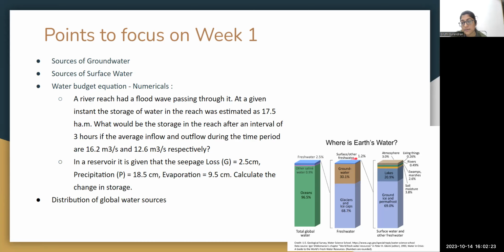In surface water itself, out of the 1.2 percent, how much water is covered by lakes, atmosphere, rivers, and all these water bodies is something that again you might want to focus on from the week one's lecture. So these are the major points you need to study. It is expected that you go through all of the portions, but again, these are some of the areas majorly covered in this first week's lecture.